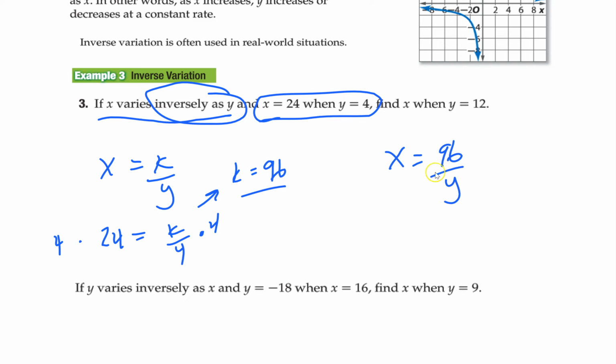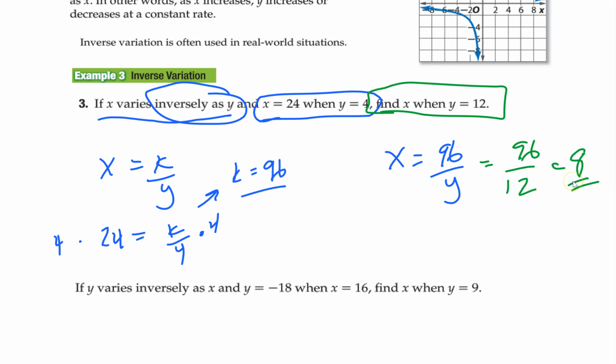And as always, plug that into your equation to get your actual equation. So we have our equation now: x equals 96 over y. And like always, the last thing you do is, once you have your equation, you can do anything you want. Find x when y equals 12, so plug it in. You can simplify that, and I think you get 8. And that's the answer. Again, same concept, just a different way of setting it up.